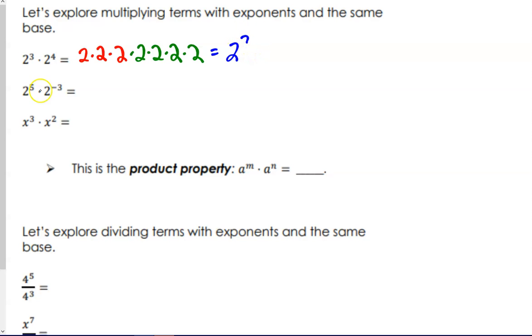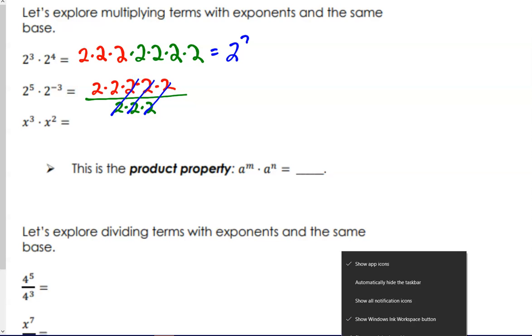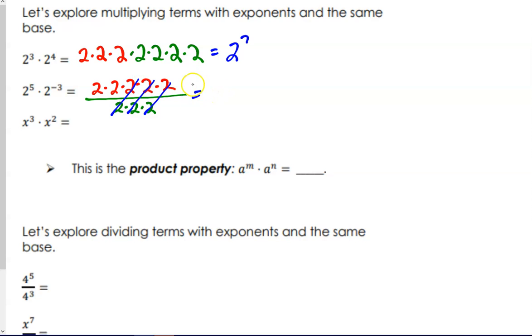Okay, let's see if I do this again. 2 to the 5th means I have 5 2's. 2 to the negative 3 means I have 3 2's, but they should be in the bottom because that negative exponent told me it was in the wrong spot. So my 3 2's go to the bottom. Here, I start canceling out common numerators and denominators. And we are left with 2 2's in my numerator, so 2 squared. How could 5 and negative 3 turn into 2?